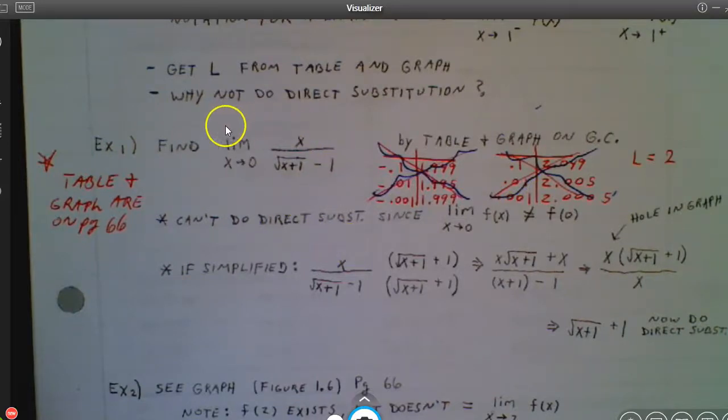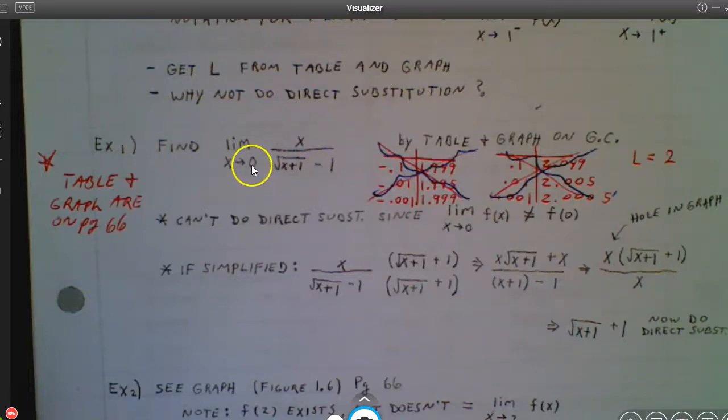So here's our new function. This is f of x right here. We're trying to find the limit as x approaches 0 of this function. This is our f of x. So again, why can I not do direct substitution?